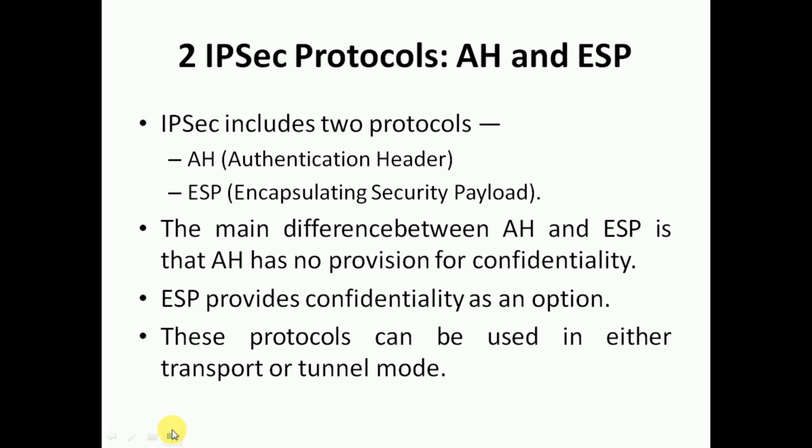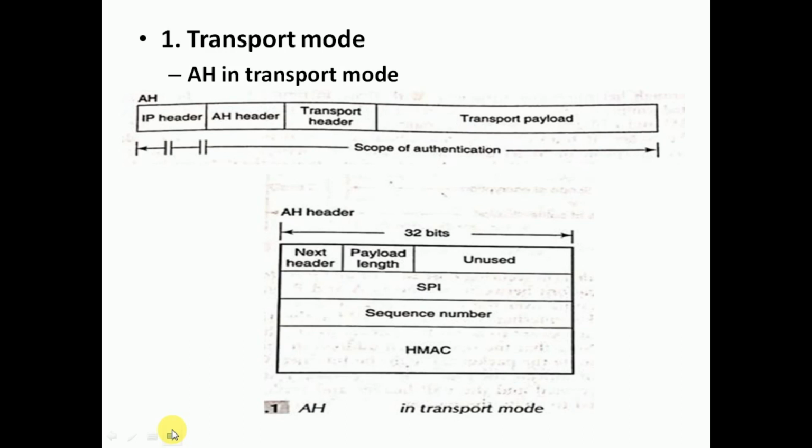So we'll see in the following figures the headers which are introduced by AH and ESP and their coverage of authentication and encryption. If you see, the first figure shows how we can make use of AH in transport mode. Now we have this transport header, transport payload, then we have added the AH header, then we have added the IP header. Now this is the scope for the authentication, and in this AH header, we have a next header, payload length, unused, this SPI which is 32 bits in length, and we have a sequence number, then HMAC.